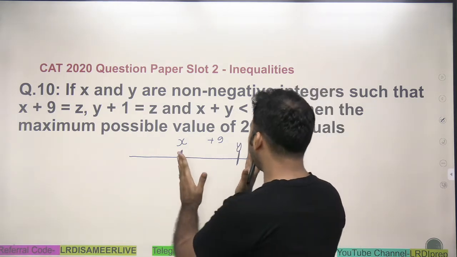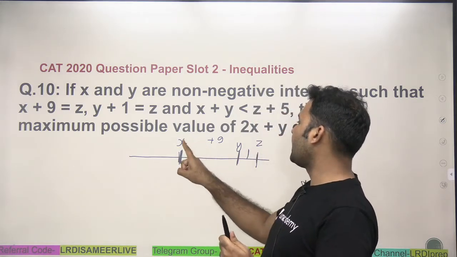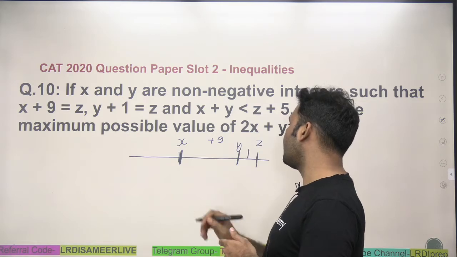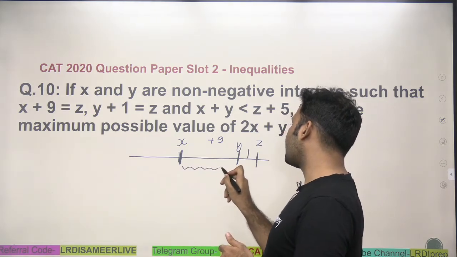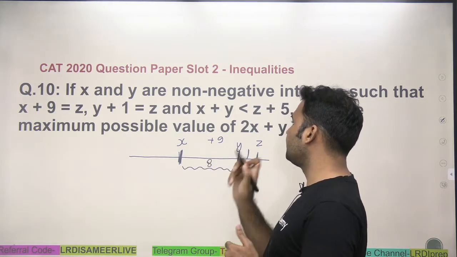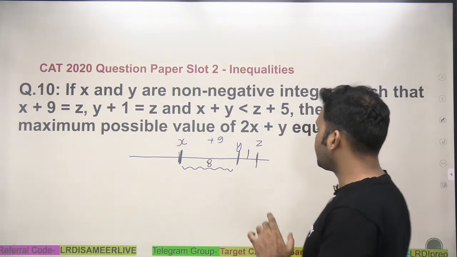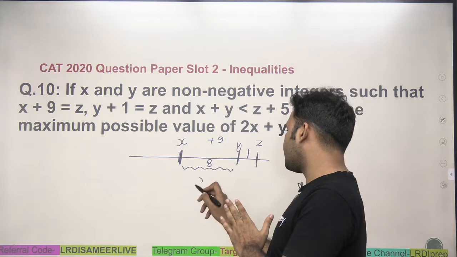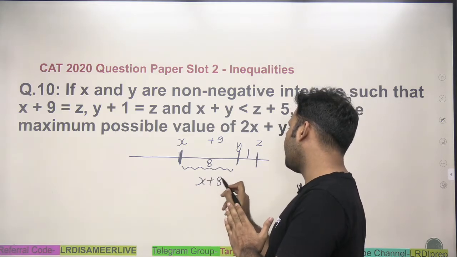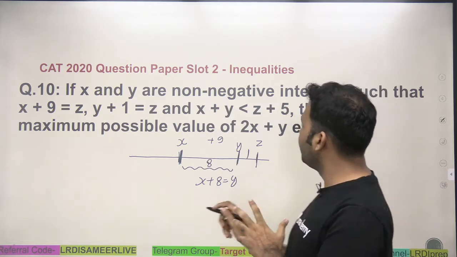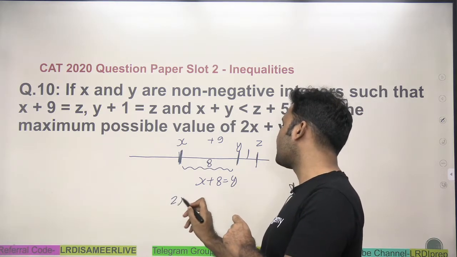So what is the gap between x and y? You see that x and z have a gap of 9, y and z have a gap of 1. So can I say that x and y will have a gap of 8? Can I say x plus 8 will be equal to y? And now we are supposed to find the maximum possible value of 2x plus y.